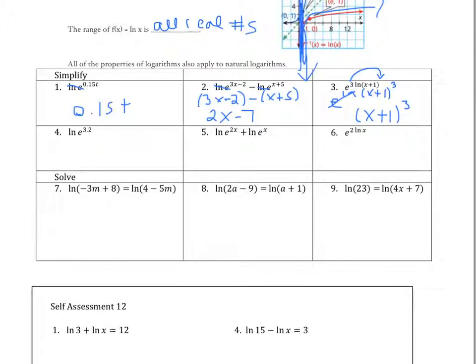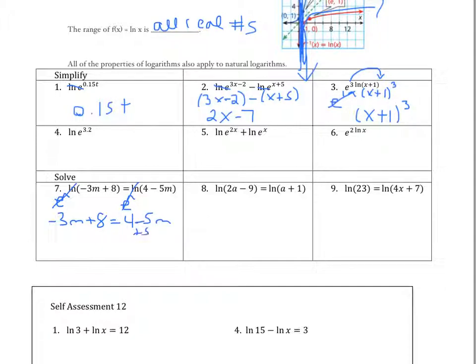Number 7, we're going to work with that just like we did when we had logs equal to logs. To cancel out a natural log, I will exponentiate. So e to the ln of negative 3m plus 8, and on the other side of the equal sign is e to the ln of 4 minus 5m. So e to the ln, what is that really? E to the natural log, we can cancel that out, and we get negative 3m plus 8. And e to the natural log cancels out, and we get 4 minus 5m. And then we can solve.